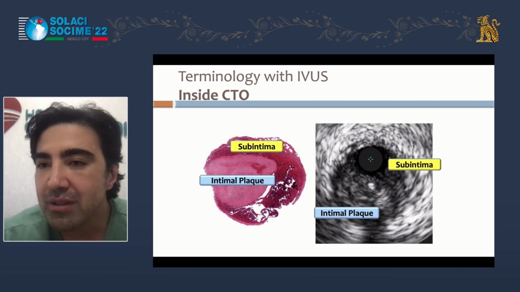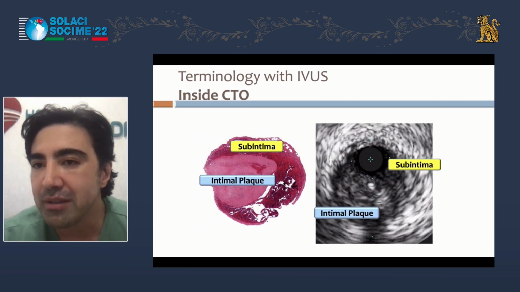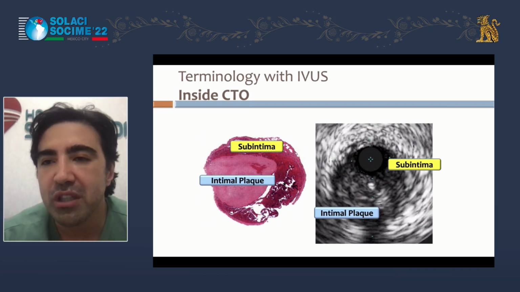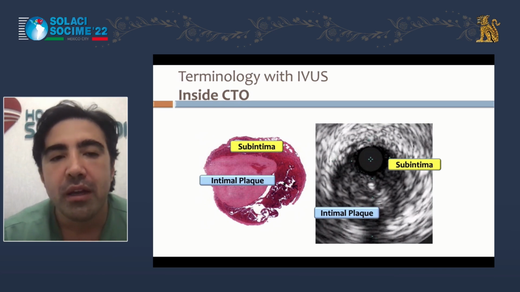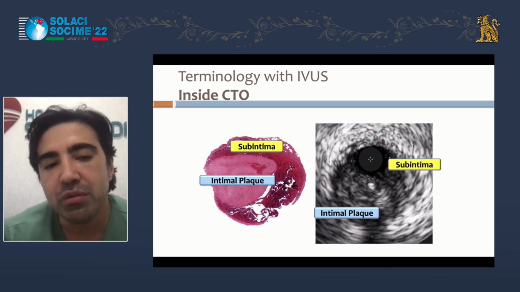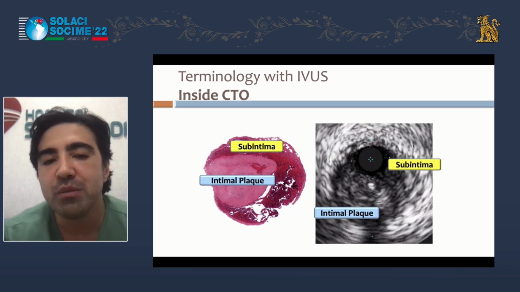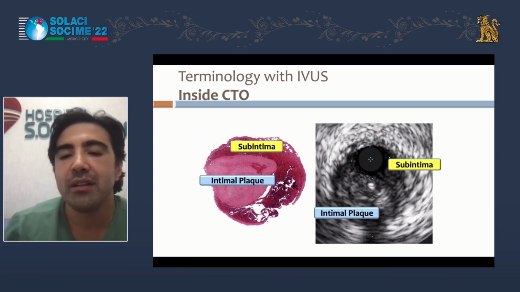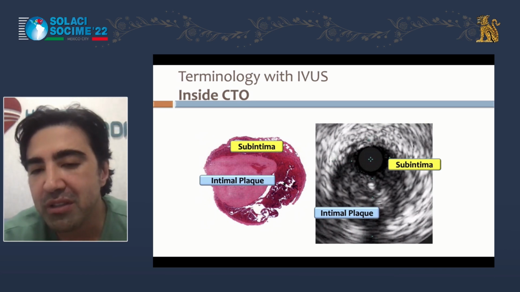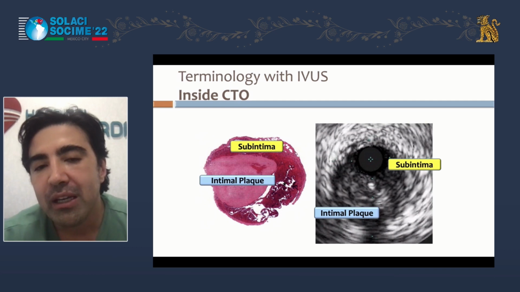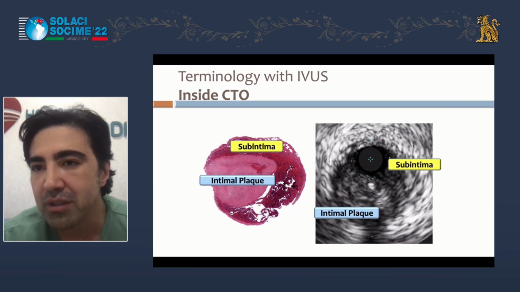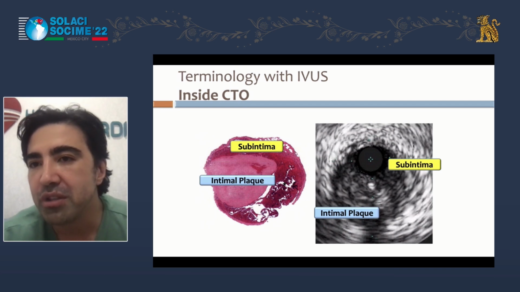IVUS is a cornerstone for us to understand and achieve more success. Here we have a strong correlation in the histopathology, where you can clearly see the intimal plaque, where we have the antegrade wire. I don't know if you are seeing the intimal plaque, and you have the IVUS in the subintimal space. This is very important for us to understand and to achieve more success.